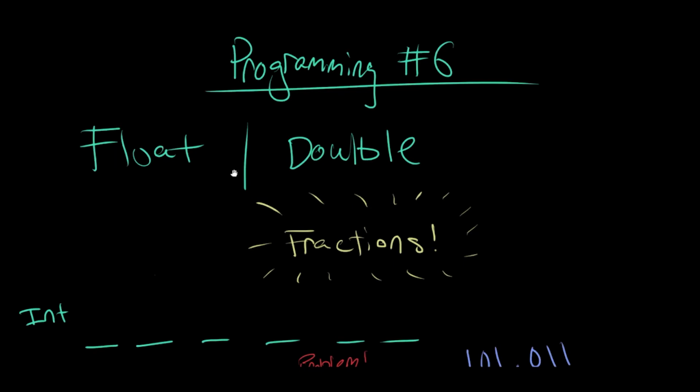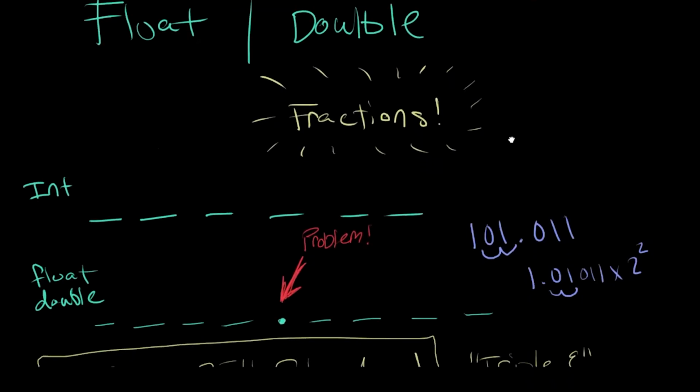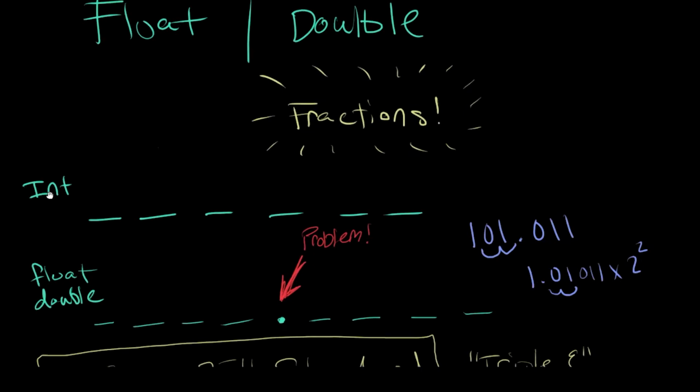We're going to be talking about the float/double primitive types. So these are similar, but they're not exactly the same. The double is just a lot more precise. These both represent fractions, whereas our integer represented whole numbers.